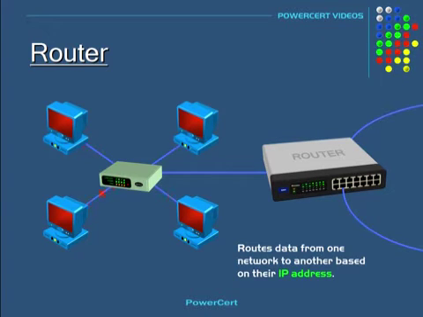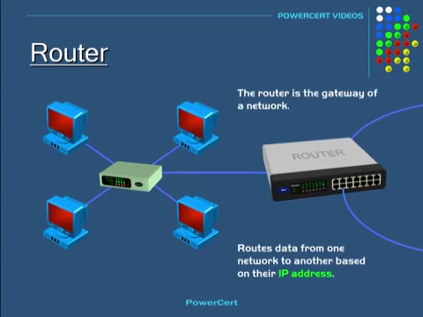When a data packet is received, the router inspects the data's IP address and determines if the packet was meant for its own network or if it's meant for another network. If the router determines that the data packet is meant for its own network, it receives it. But if it's not meant for its own network, it sends it off to another network. So a router is essentially the gateway of a network.